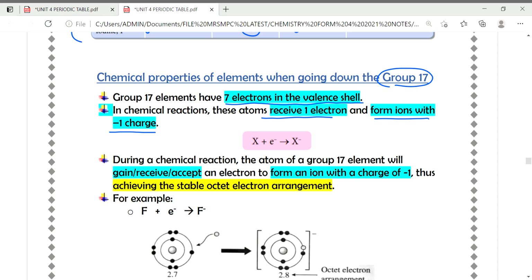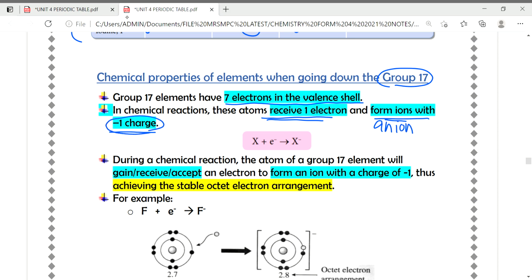Okay, kalau group 17 pula, terbalik. Group 17 dia ada 7 valence electron. So 7 nak jadi stable, dia hanya perlukan 1 saja lagi electron to become 8, octet electron arrangement. Kan? So that's why group 17 dia has higher tendency to accept electron. How many electron? 1 electron to become stable octet electron arrangement. That's why ditulis kat sini receive 1 electron only. And then form ions kita panggil anion with negative 1 charge.